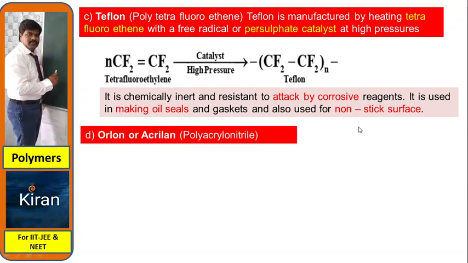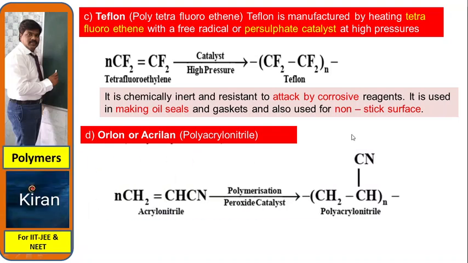Orlon, the fourth addition polymer, is Orlon or acrylan or polyacrylonitrile. These are the 3 different names: polyacrylonitrile, acrylan, and Orlon. Acrylonitrile, N number of monomers, nitrile means CN, cyanide. So in the ethylene molecule, instead of one hydrogen, one cyanide is substituted. One cyanide is substituting here: CH2, 2 hydrogens, double bond, C, 1 hydrogen, and 1 bond is cyanide. Okay, instead of CH2, CHCN.